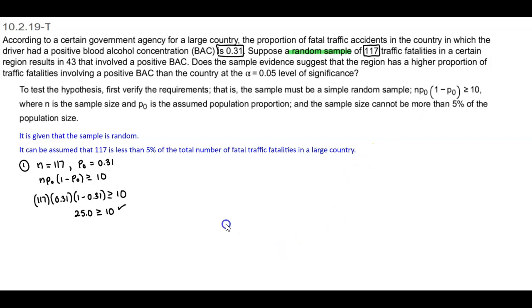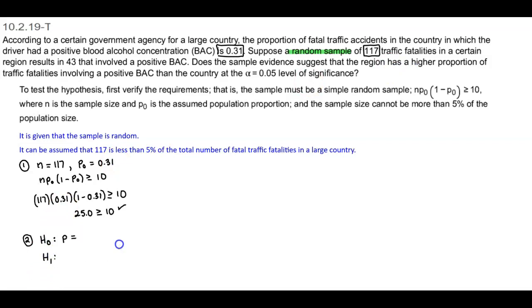So now we want to figure out what the null hypothesis and the alternative hypothesis are. Remember that the null hypothesis, which is H subscript 0, is always going to contain the equality sign, which is the equal sign. And the alternative is going to have either an inequality sign or the not equal sign. If we take a look here, it says, does the sample evidence suggest that the region has a higher proportion? So that is the claim, and the claim always goes with the alternative. Therefore, the null is going to have the equality.